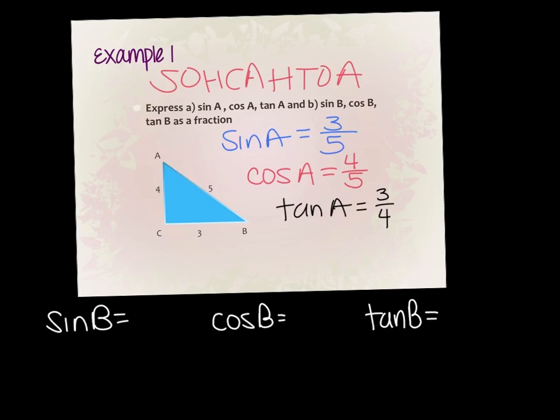What is sine of B? 4 over 5, opposite B, over hypotenuse. Cosine of B? 3 over 5. And tangent of B? 4 over 3. See, you could do it. Questions on that one? So that's just setting it up from the triangle.